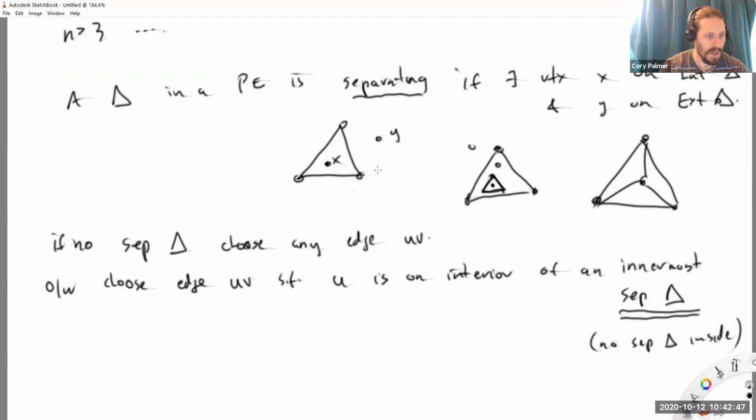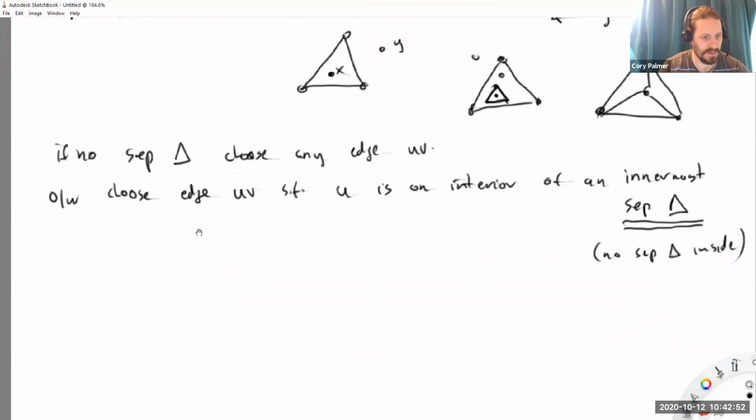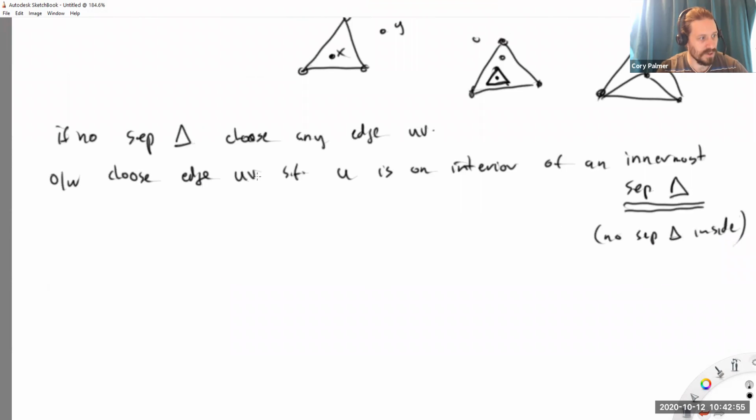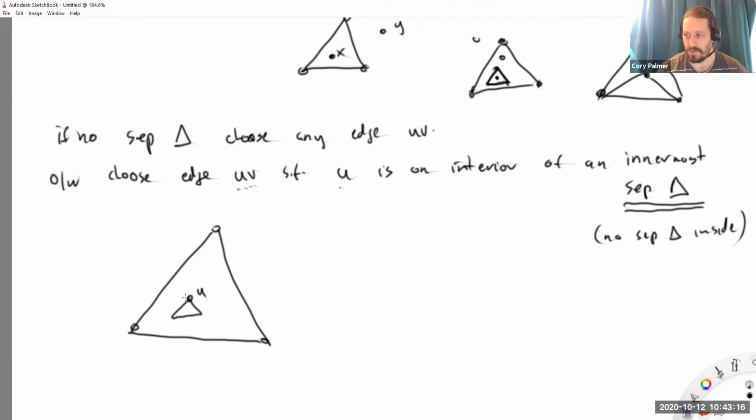Now, that doesn't mean that there can't be vertices on the interior here, right? So let me illustrate what this looks like. We grabbed an edge UV such that U was on the interior of an innermost separating triangle. So here's our triangle, and here's U, okay? Now, there can be triangles inside of this region here, but if there are, there's no vertices inside of them, okay? In fact, there even have to be triangles using vertex U. I'm just drawing an example here. It could look something like this. There are many other ways it can look though.